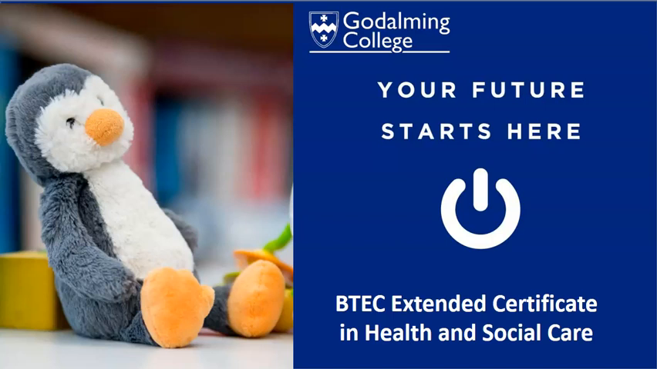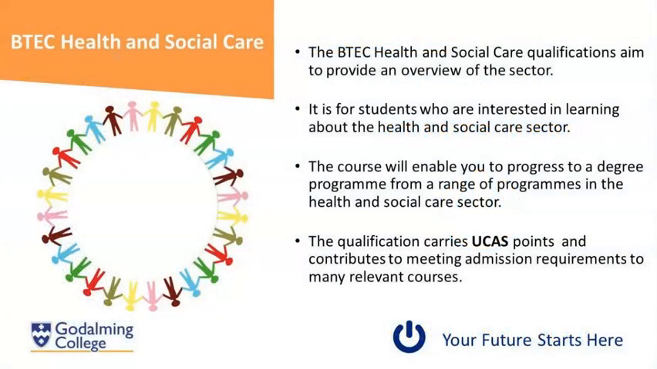So this is a BTEC extended certificate in health and social care, which means by the end of the 2 years you will get a BTEC, which is equivalent to 1 A-level. BTEC Health and Social Care is great for people that are interested in working in the health and social care sector. It will give you a really good overview of the whole sector, and the full 2-year course will enable you to progress to a degree programme from a range of programmes in the health and social care sector.